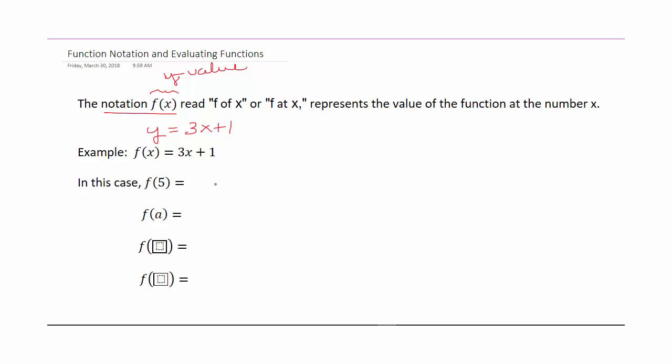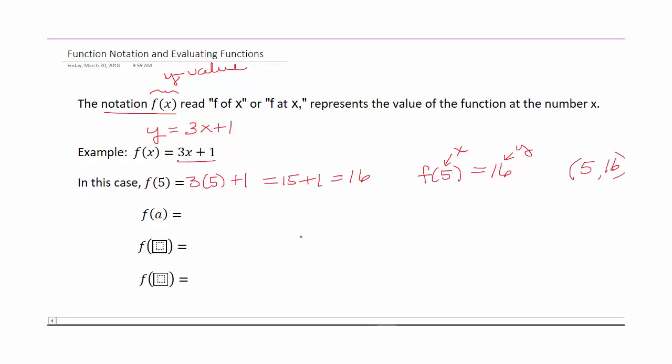Okay, so for example, let's look at f of 5. What does that mean? That means that we're plugging 5 into the expression 3x plus 1. So 3 times 5 plus 1, which gives us 15 plus 1, which is 16. So you could say f of 5 is 16. This is another way of saying that when x is 5, y turns out to be 16. So if we were to graph this guy, we would have the point (5, 16) on our graph.